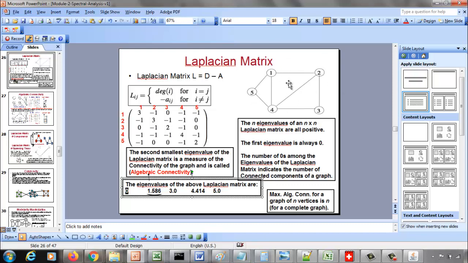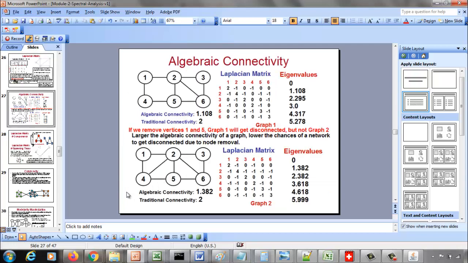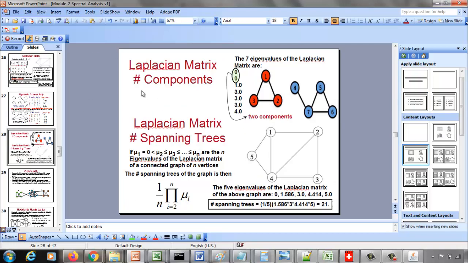Here you have only one component. All the vertices are reachable to each other, so the entire graph is one connected component. So you're going to have only one 0 among the eigenvalues of the Laplacian matrix. On the other hand, if you go through this process of determining the Laplacian matrix of the 7-vertex graph, this is a graph of 7 vertices here, but there are 2 components for this graph.